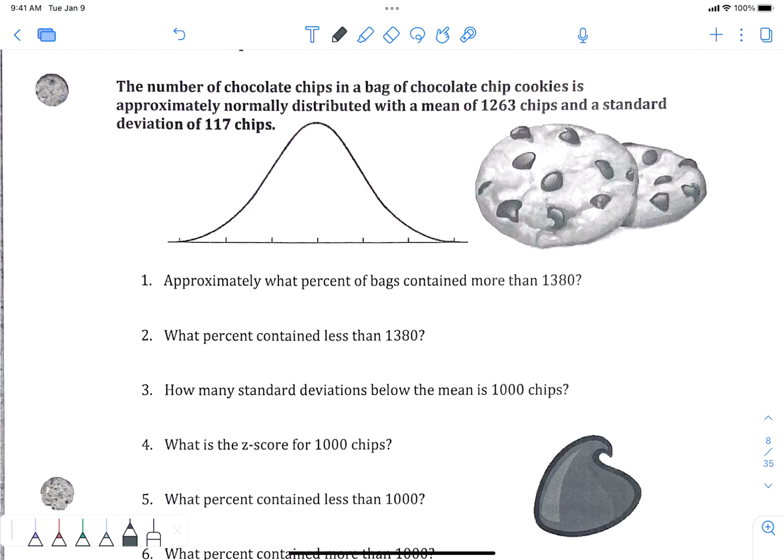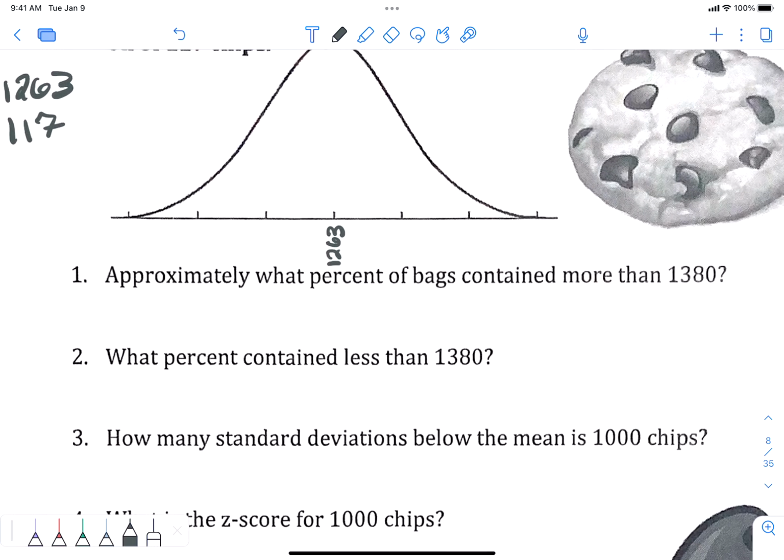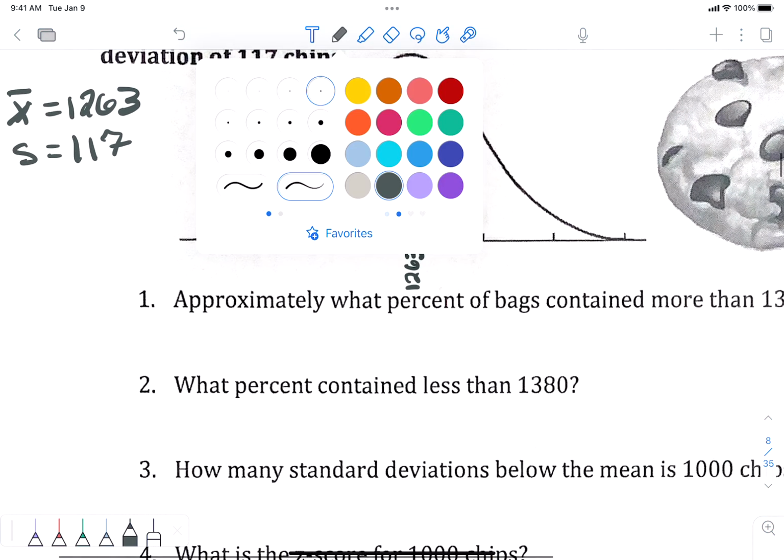All right, the number of chocolate chips in a bag of chocolate chip cookies is approximately normally distributed with a mean, x bar, of 1263, and the standard deviation, I'm going to write off to the side, is 117. 1263 goes right there, really tiny. Now we're going to add and subtract and add and subtract and add and subtract.